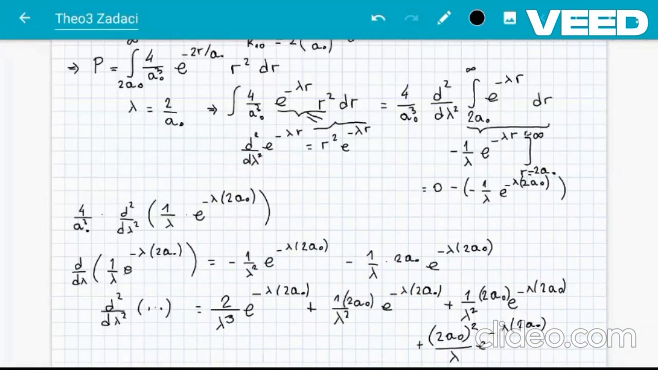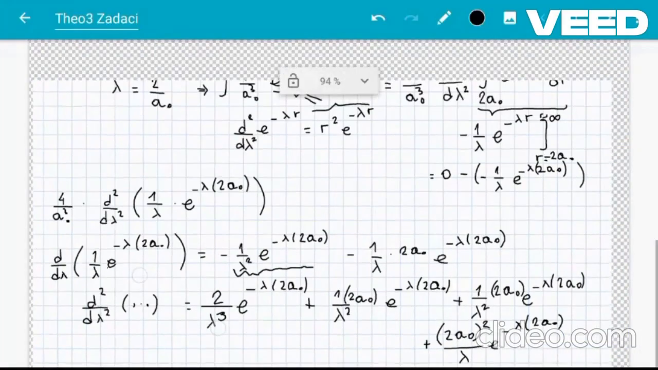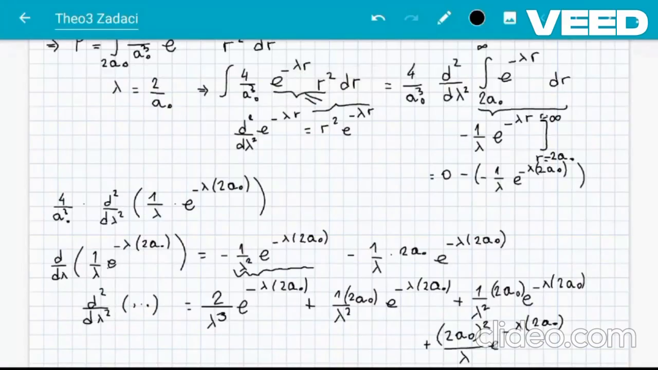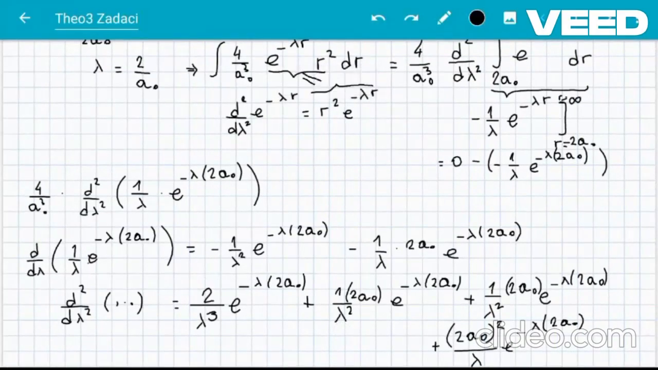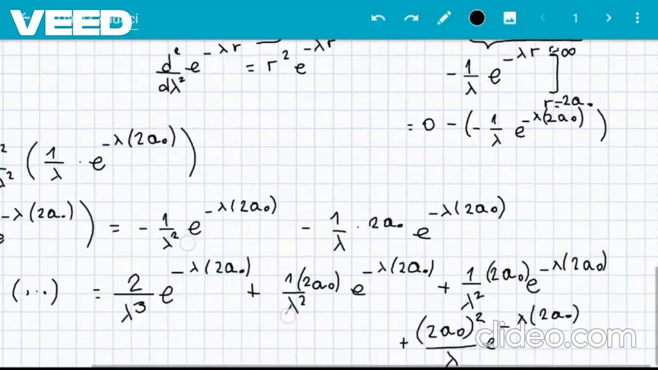So when we took the derivative of this first expression, we got basically 2 over lambda cubed, which is the first expression derived times the second expression. I'm hoping you know how to take derivatives by now. And so then we took the derivative of the second expression, which gave us actually 2 a naught over lambda squared, multiplied by the e expression, plus 2 a naught over lambda squared times the e expression, plus 2 a naught squared over lambda times e to the negative lambda a 2 a naught.